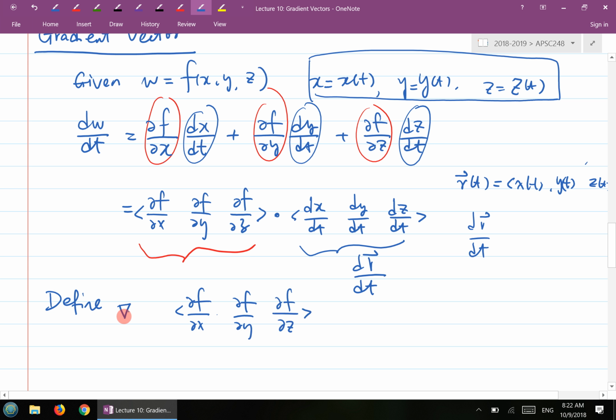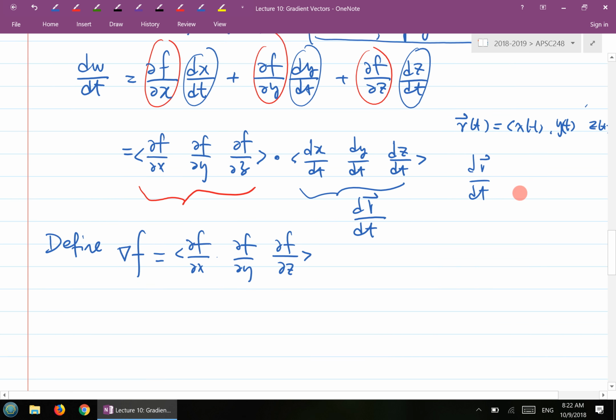And the way we define it is this. We define it as this. This is not a triangle, this is an inverted triangle here. Okay? So this symbol here is called del. So to pronounce it properly, it's called del f.